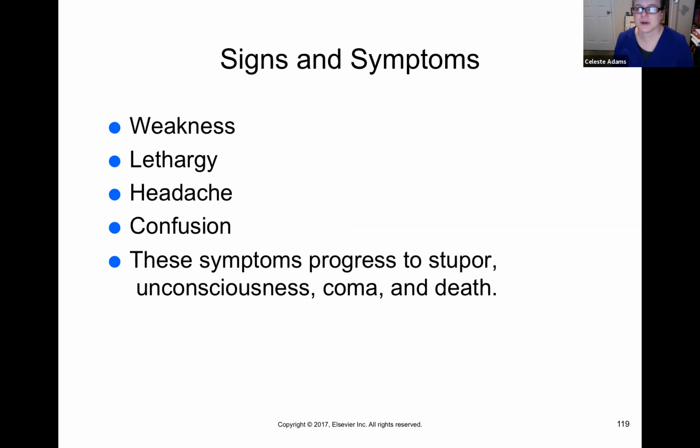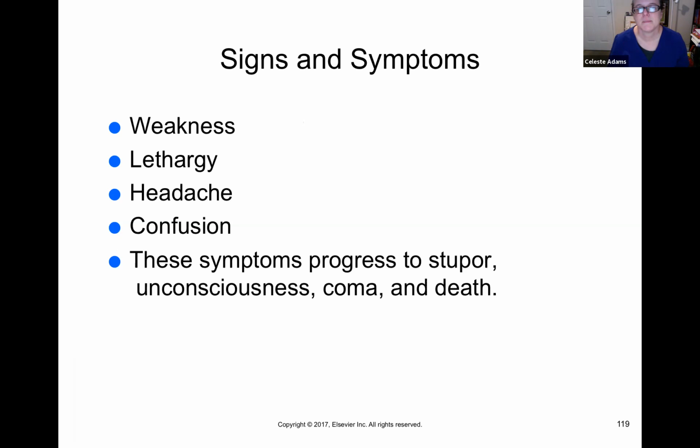Okay, next, signs and symptoms: weakness, lethargy, headache, confusion. These symptoms progress to stupor, unconsciousness, coma, and death. So those are going to be some signs and symptoms of metabolic acidosis: weakness, lethargy, headache, confusion.